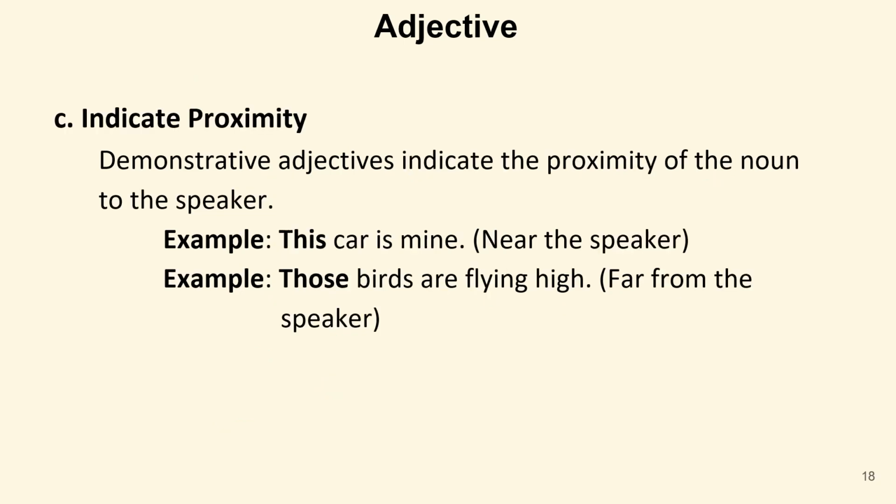Now, demonstrative adjectives indicate proximity. Now, what is proximity? Demonstrative adjectives indicate the proximity of the noun to the speaker. Proximity is the position or distance or the place of the noun. This car is mine. Now car is a noun and this is stressing on this noun. So this is a demonstrative adjective which is used with the car. Those birds are flying high. Now birds are nouns. Those is just used before it, so it is again a demonstrative adjective and is qualifying the word birds because it is far from the speaker.